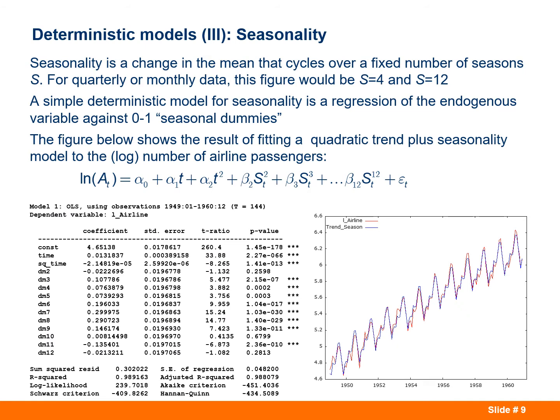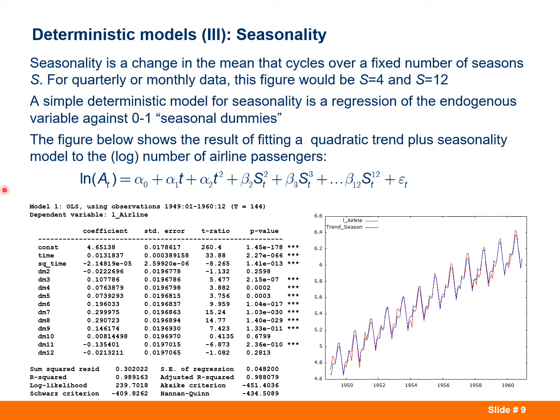Seasonality is a change in the mean which cycles over a fixed number of seasons that we denote by uppercase S. For quarterly data, S is equal to 4. For monthly data, S is equal to 12. A simple model for seasonality is a regression of the endogenous variable against 0-1 seasonal dummies.